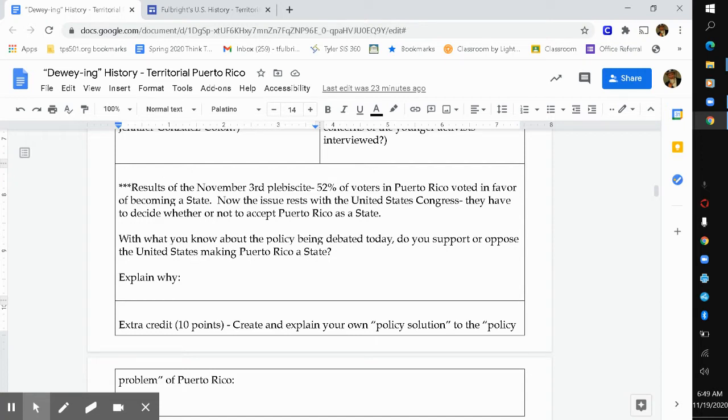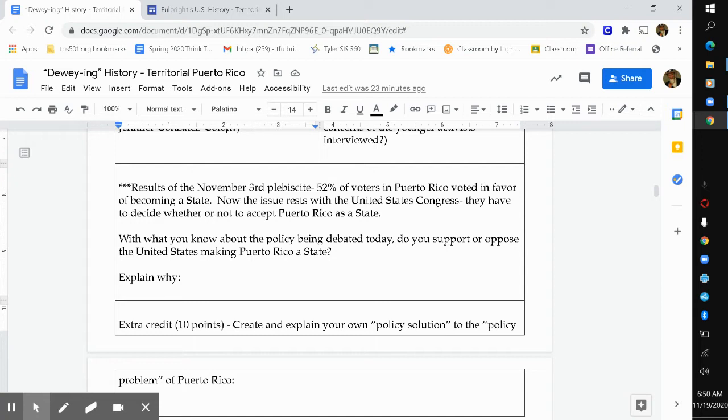I'll tell you that that video was made before the November 3rd plebiscite, so we have the results of it. 52% of voters in Puerto Rico, so just those who voted, favored becoming a state. Now the decision is with the U.S. Congress. It doesn't matter how those voters voted, like the professor told us.